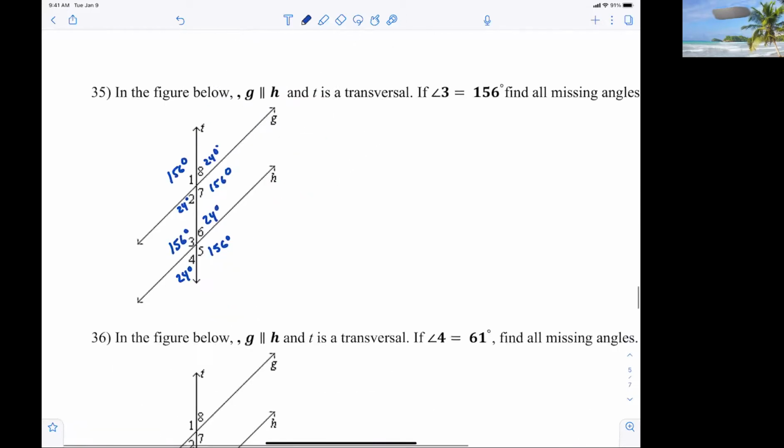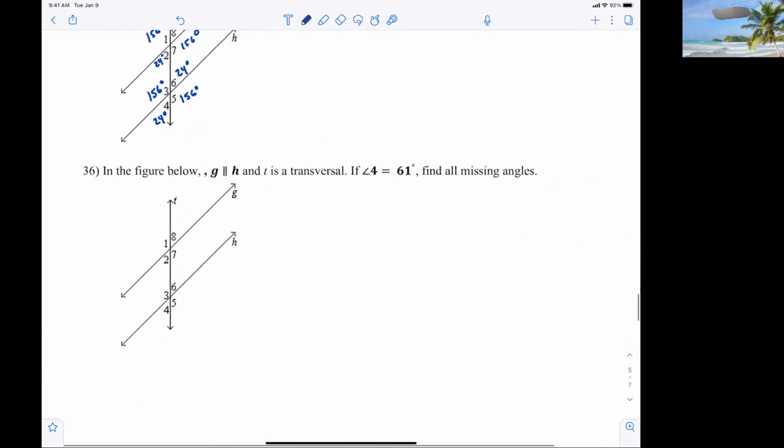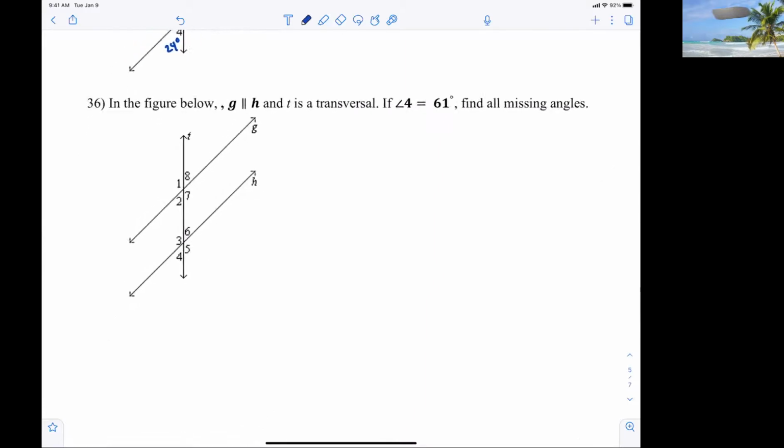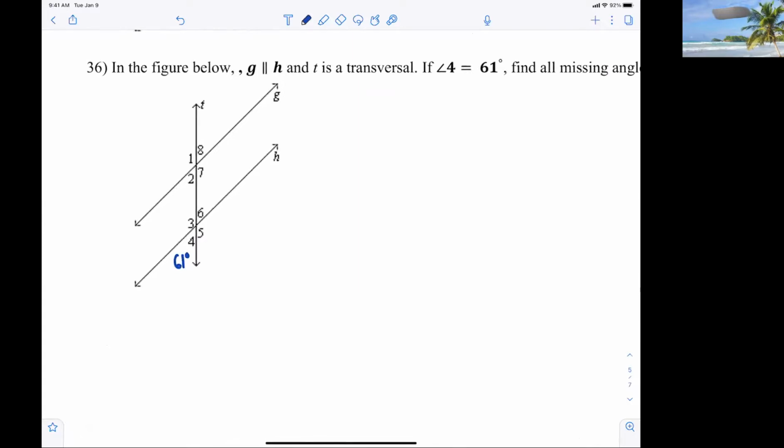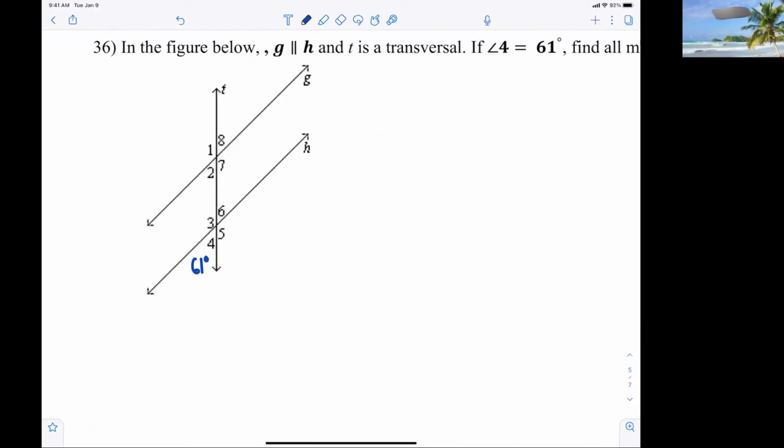Very nice. Okay, number 36, Jackson. Angle 4 is 61. Find the rest of them. I'm only giving you 30 seconds. Go. 4, 2, 8, 6, and 61. That's not quite 30 seconds. 3, 1, 5, 7, or 1, 9, 2. So basically all of the odds are the same and all the evens are the same.